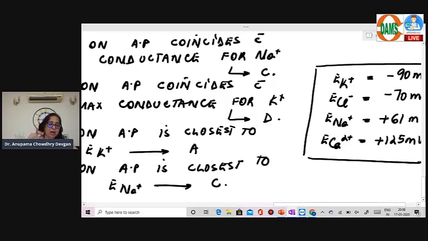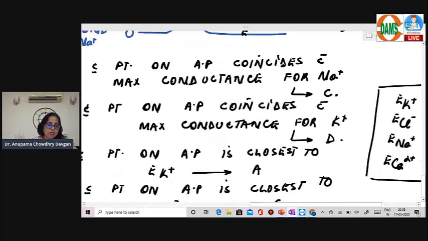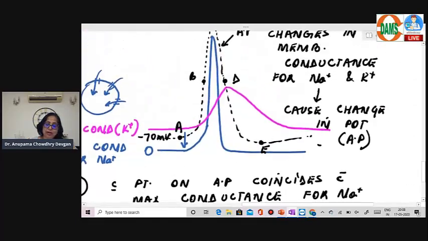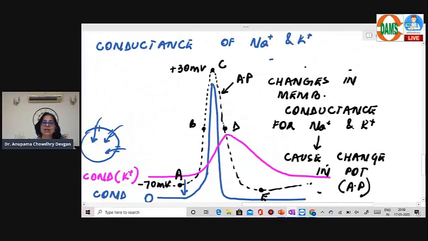Okay. Now, when I said which point on the action potential coincides with the equilibrium potential of sodium, we said C. C is closest to plus 61, right? Now, to understand this conceptually is also not very difficult. I've discussed with you what happens in Nernst potential. When you talk of a Nernst potential, the cell membrane is freely permeable to that ion.